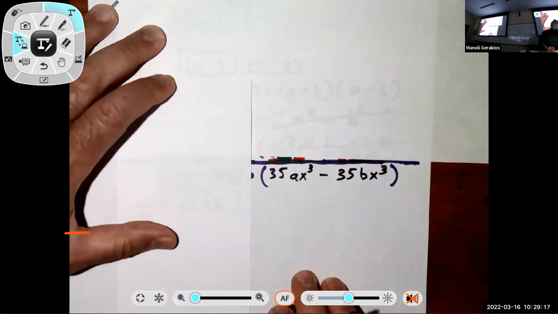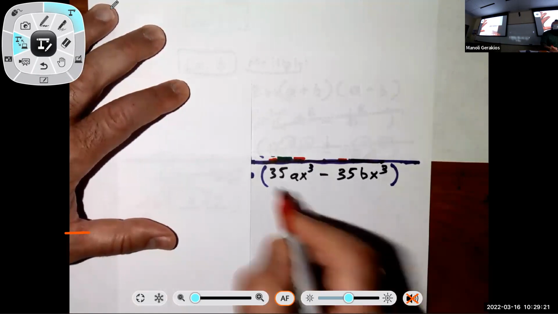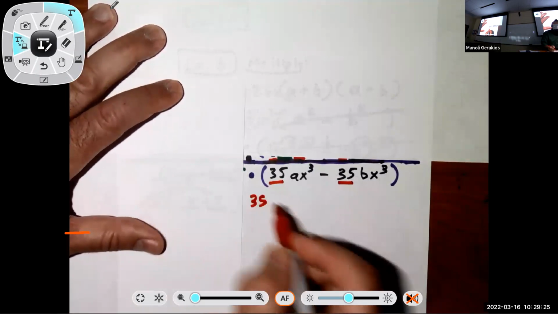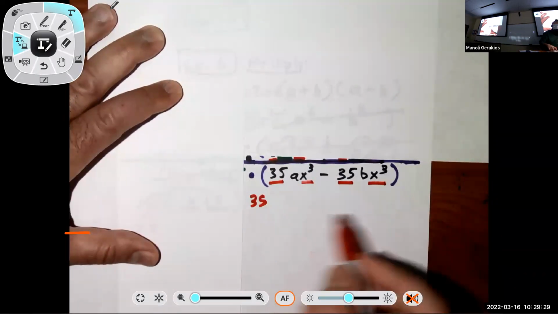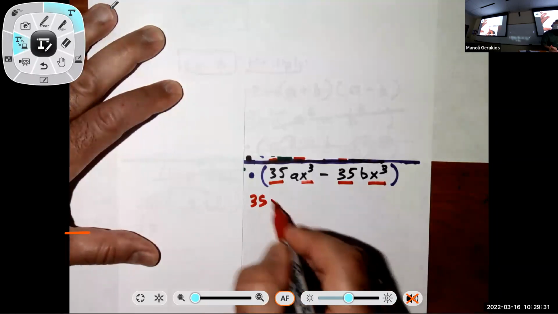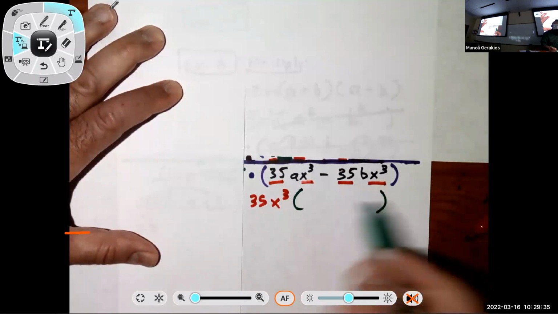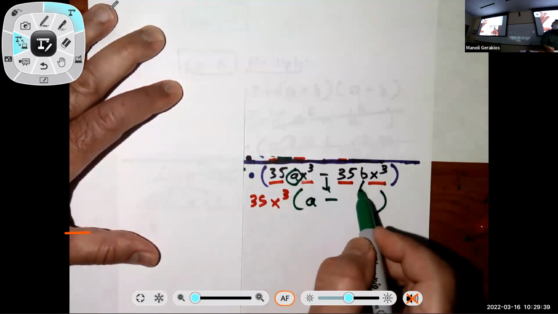So here's another binomial. What do you see in here? Between this term and this term, right, Cheyenne? 35 can come out. And what about the x cubed? Isn't that among the common factors? And then what would be the remaining polynomial? A minus b. Good job.